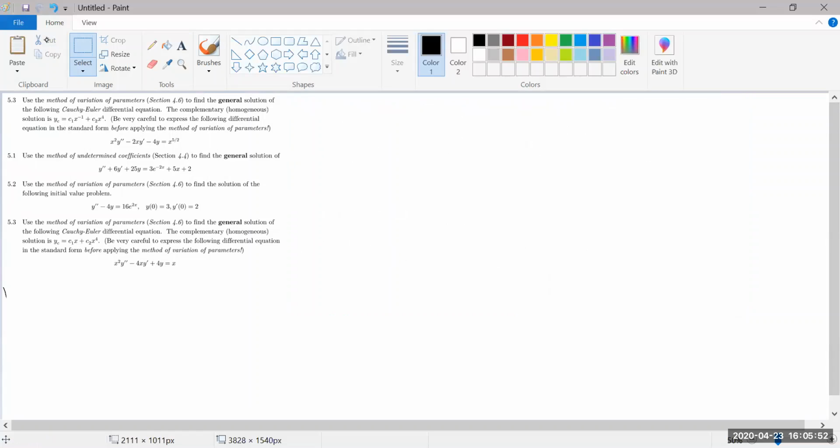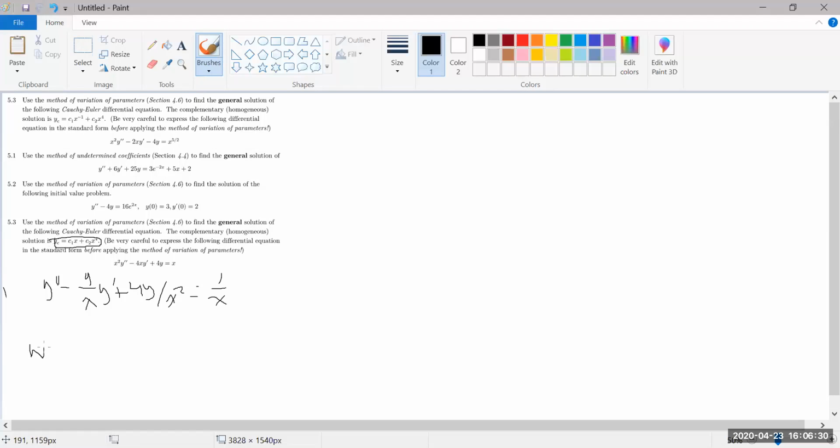Okay, so the last one is a Cauchy-Euler equation that we're solving using the variation of parameters. So the first thing we want to do is put it into standard form. So we have y double prime minus 4 over x y prime plus 4y divided by x squared equals 1 over x. Okay, so there is our equation in standard form, and we're given the complementary equation up here.